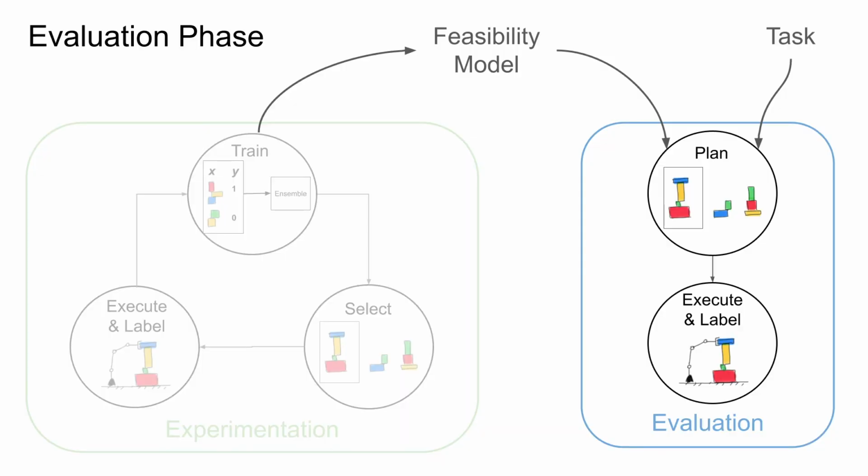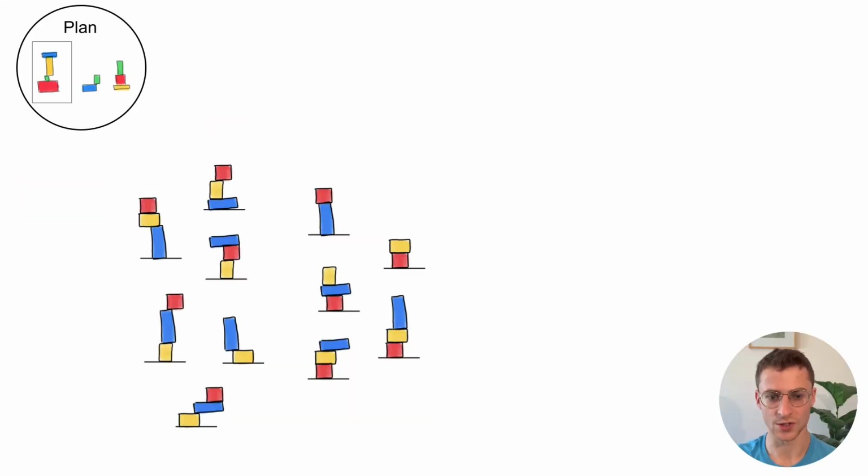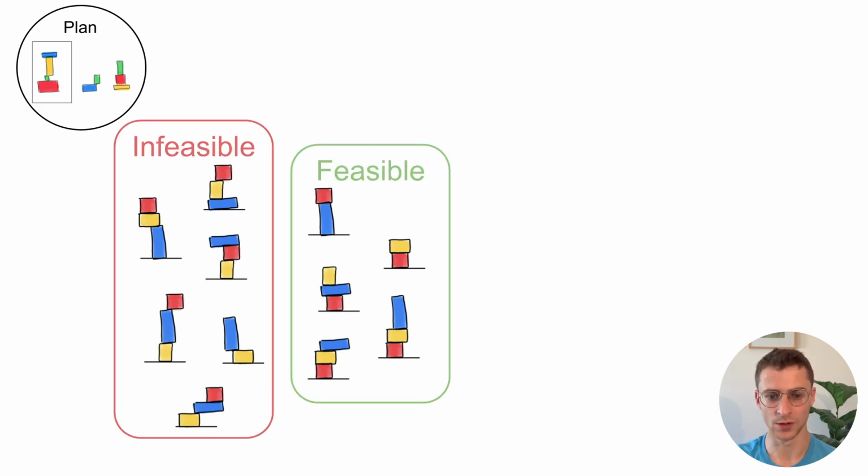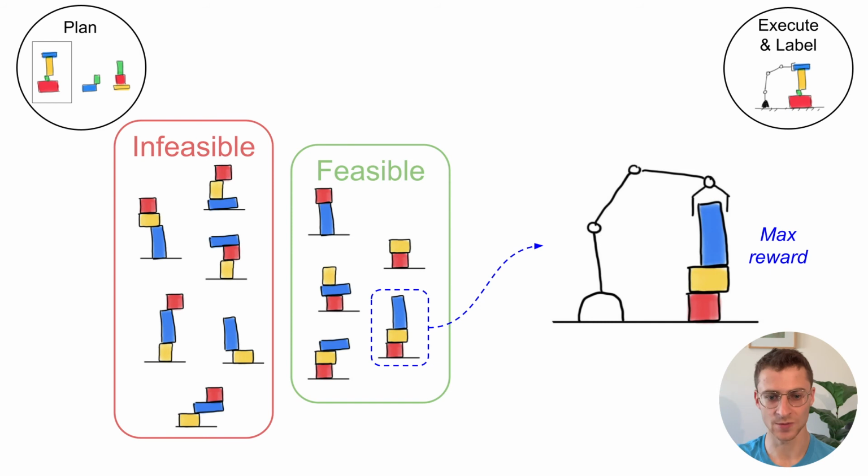After learning a feasibility model by task-agnostic experimentation, we use the model with the Monte Carlo planner to maximize reward in multiple downstream tasks. During evaluations, we sample a set of candidate plans, and from those estimated to be feasible using our model, we select the plan that maximizes task-specific reward for execution.